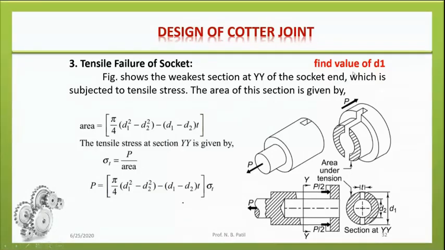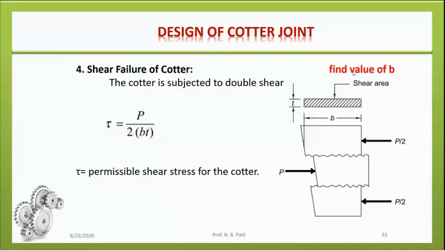Value of D1. Okay. Now let's move to the next slide. Find the value of B. B is the width of the cotter, and it is subjected to double shear. Double shear, the figure represents over here.